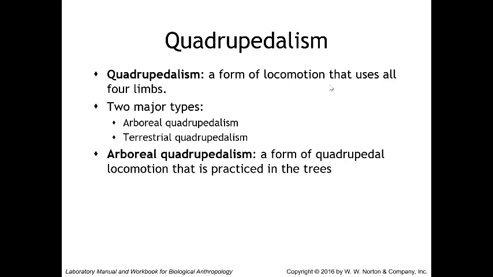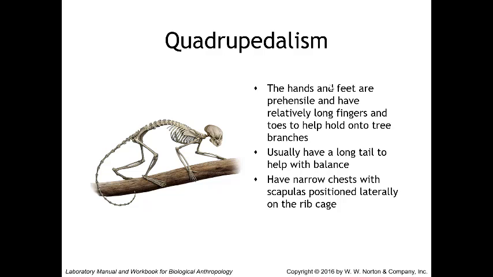These quadrupeds will run and walk along the horizontal surfaces of tree branches, and then they'll jump from branch to branch. Frequently, they'll use both their arms and their legs, which might be slightly longer, to facilitate leaping between those tree branches. The hands and the feet are prehensile and have relatively long fingers and toes to help hold on to the tree branches.